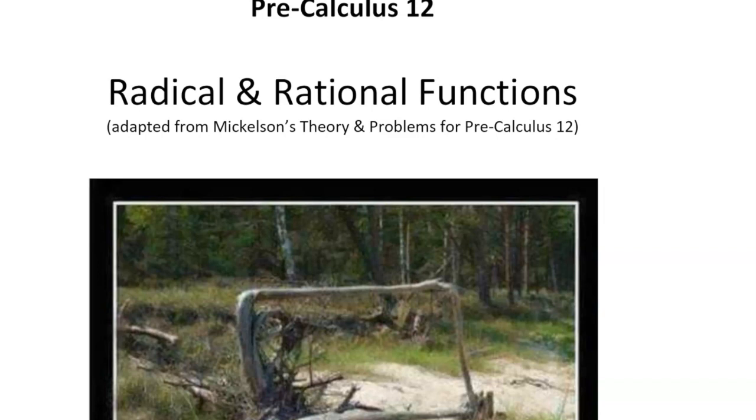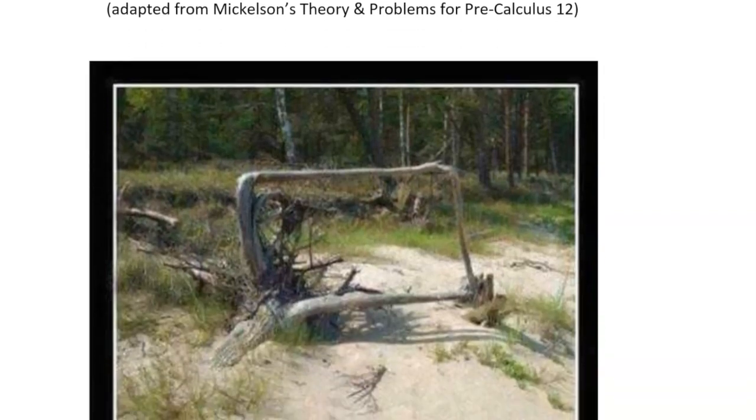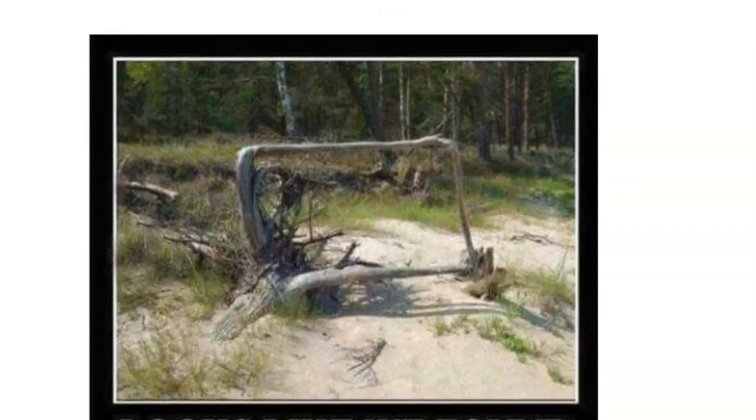I don't know if you've ever seen a real life square root before, but in terms of a real life square root, here we go. Take a look at that.